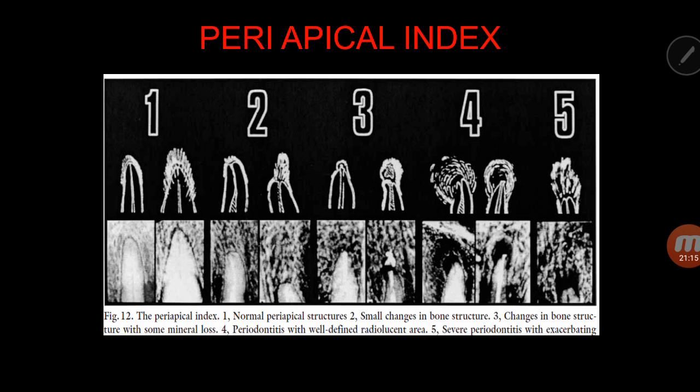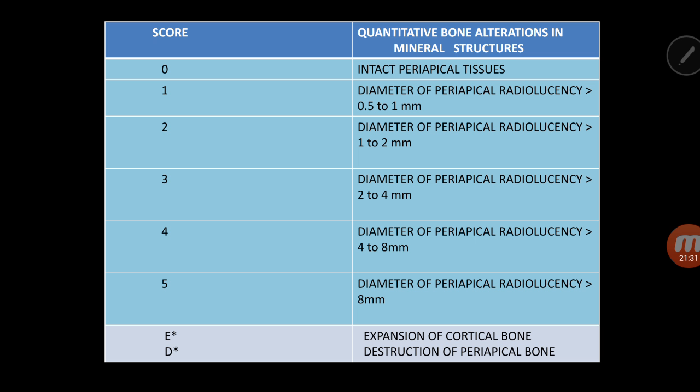One more important note is about the periapical index. On seeing a radiograph, you can come out with an index. This index particularly helps in follow-up cases, to see whether there is a decrease in the periapical lesion or not. This index has 5 scores. Score 0 is intact periapical tissue. Score 1, the value ranges from 0.5 to 1 millimeter. Score 2, 1 to 2 millimeters. Score 3, 2 to 4 millimeters, and score 4, 4 to 8 millimeters. If the diameter is greater than 8 millimeters, then you go for score 5.